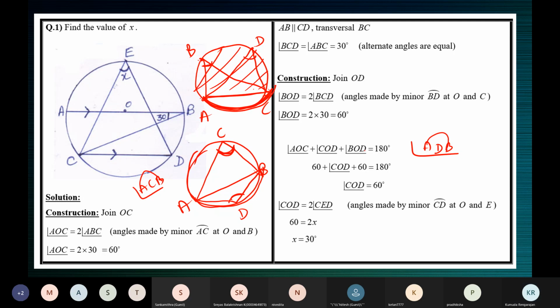No. They are angles in the alternate segment of the circle. They are not in the same segment. They are in the alternate segments of the circle.